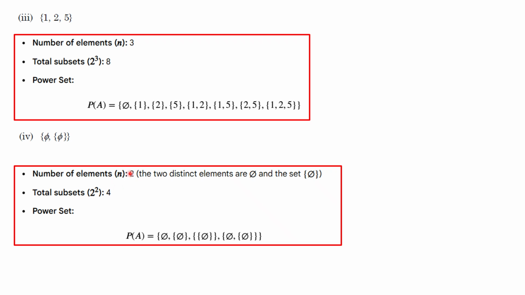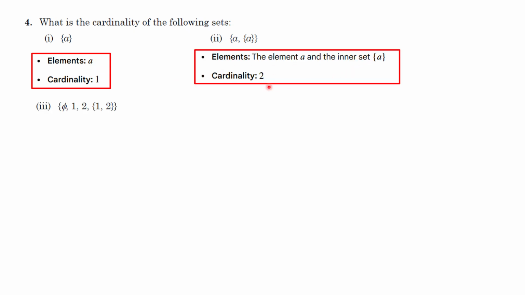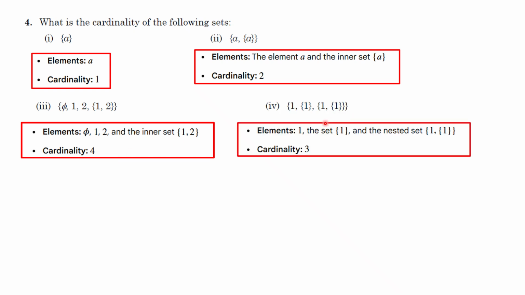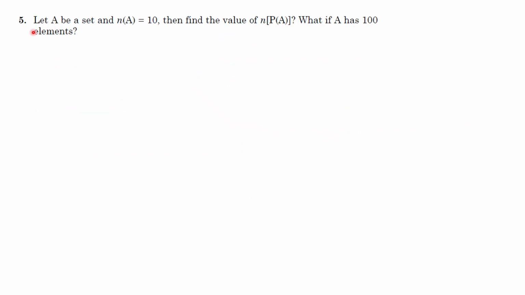Next, here members are 2. So subset will be 2 square, which is 4, and these are the members. Next, what is the cardinality of the following set? Cardinality means how many members it has. So first one, only one member. Second one, 2. Here 4, here 3, here also 3.